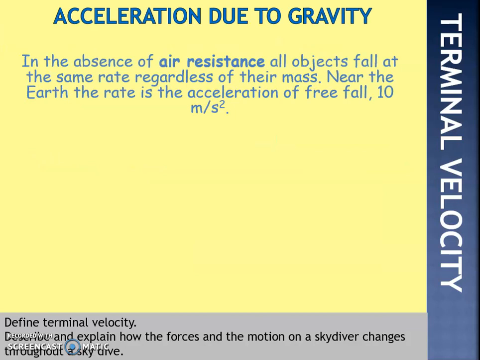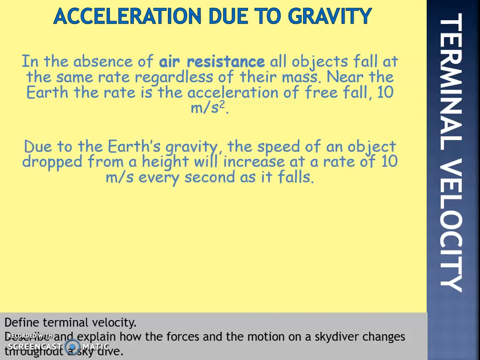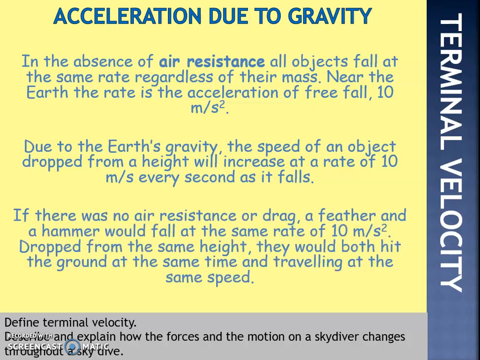In the absence of air resistance, all objects fall at the same rate regardless of their mass. So no matter how much an object weighs, it will fall at the same acceleration. So near Earth, the rate of acceleration of free fall is 10 meters per second squared. Every second, the speed would increase by 10 meters per second. Due to Earth's gravity, the speed of an object dropped from a height increases at that rate, 10 meters per second every second it falls.